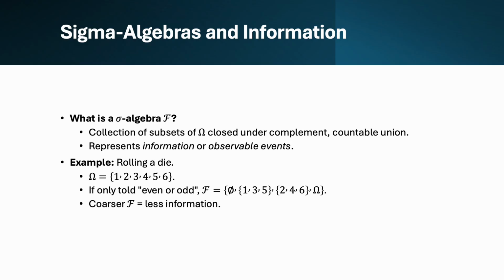This structure is intrinsically linked to information, where a coarser sigma algebra, like that from a basic vital signs monitor, provides less detail, while a finer one, integrating data from ventilators to EEGs, enables the definition of complex clinical events for nuanced intervention.